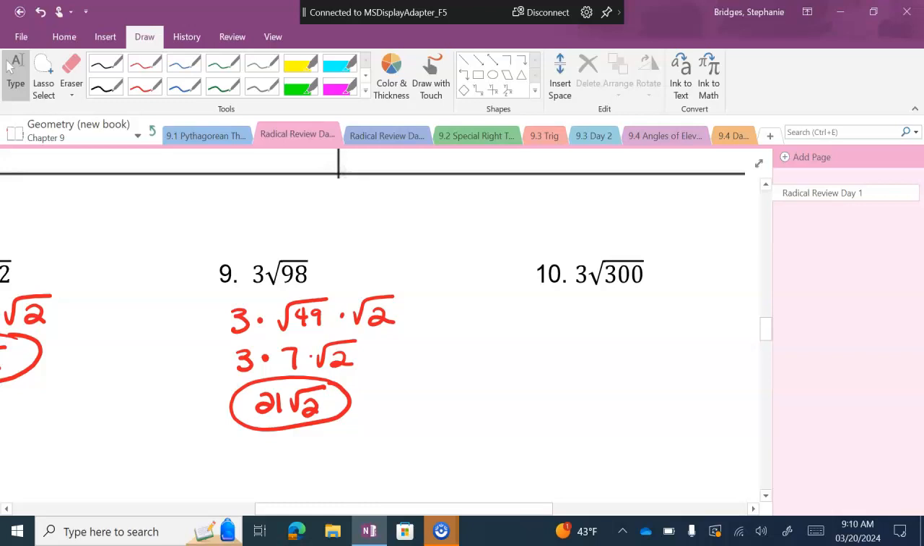We're looking for what perfect square goes into 300. Okay, our numbers don't go past 225, but 200 don't divide into 300 anyways.